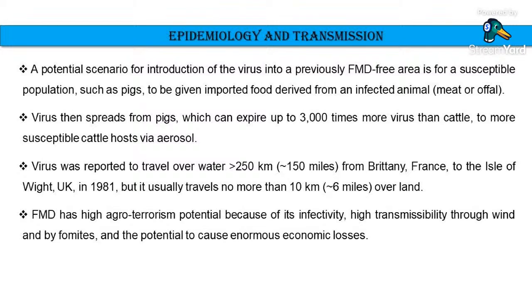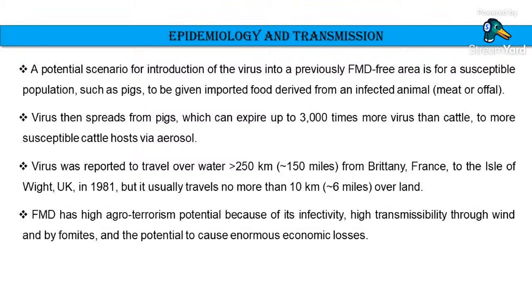You can see in the epidemiology a potential scenario for introduction of the virus into previously FMD-free areas for a susceptible population, such as pigs, given imported food derived from an infected animal. Whenever there is an imported animal or imported food, there is also a chance of the spread of FMD virus. It also spreads from pigs, because I already told you that pigs are the disseminating hosts. They can expire 3000 times more virus than cattle, and these viruses then cause infection in susceptible cattle via the aerosol route of transmission.